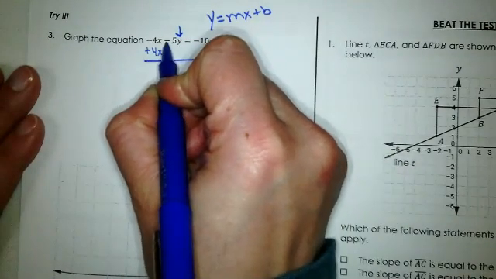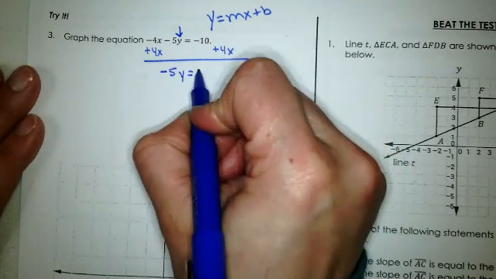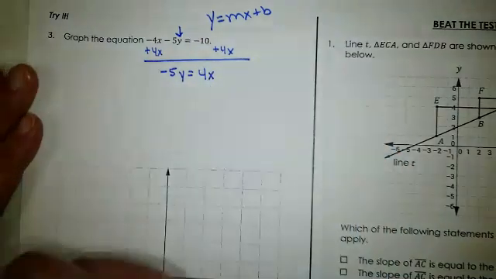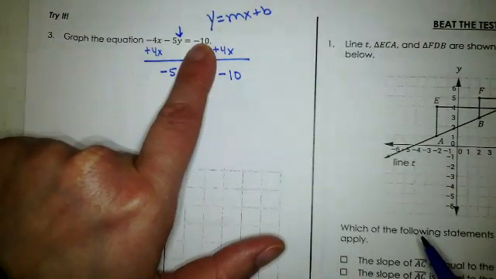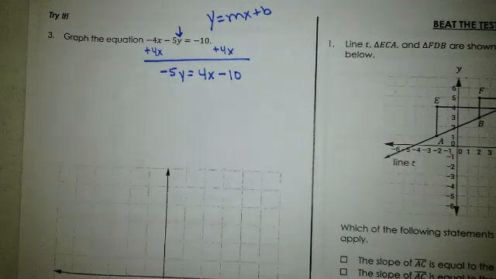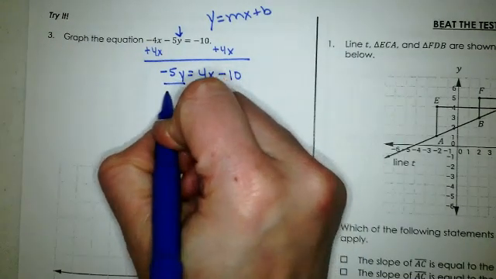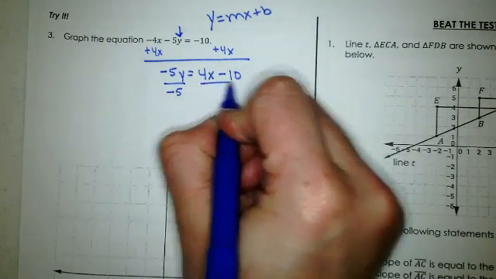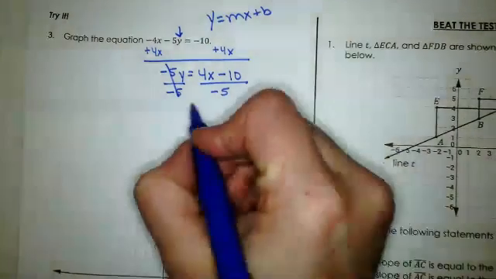This 5 is negative, so bring down the negative 5y equals, I'm going to slide the 4x in front of the negative 10. So last time I put a plus sign here because the 10 was positive. This time I'll have subtraction because the 10 is negative. Still not done because y isn't by itself. So that's negative 5 times y. So I'm going to divide by negative 5 on both sides. The negative 5s will cancel.